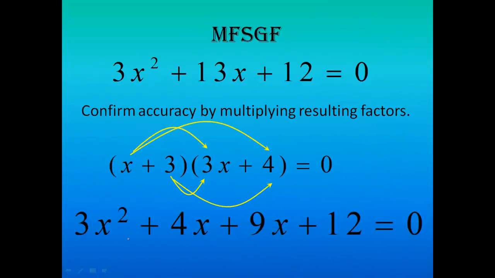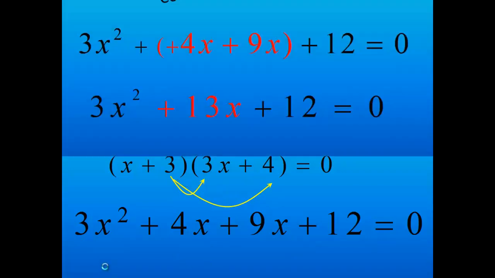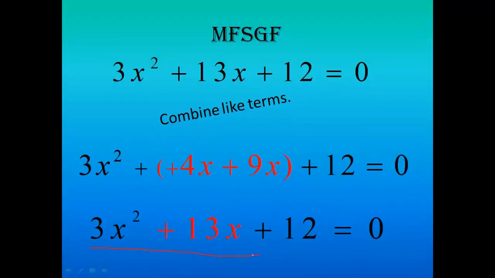Nice thing about quadratics, I can go back and check that by multiplying this x by the 3x, x by the 4, give me those two terms. Then 3 times the 3x and 3 times the 4 to give me these two terms. Combine those two middle terms. On the next slide, we see that it yields exactly what we started with.